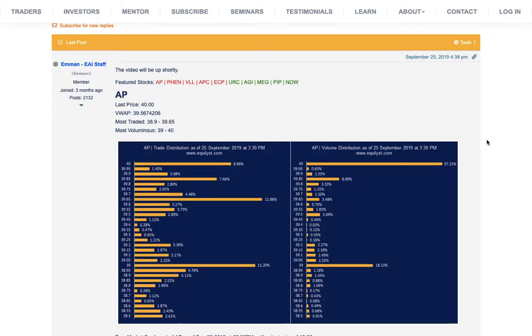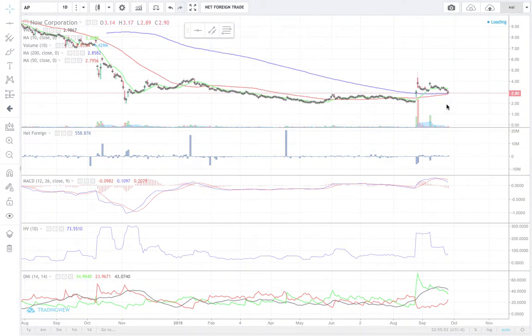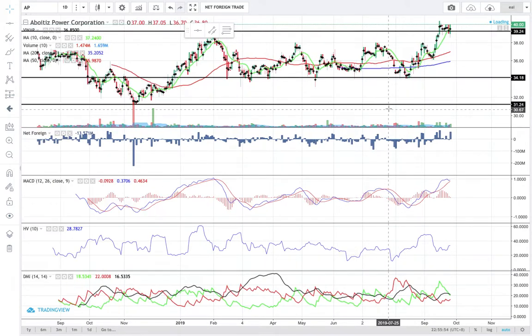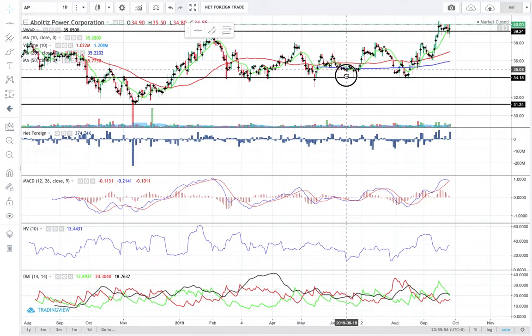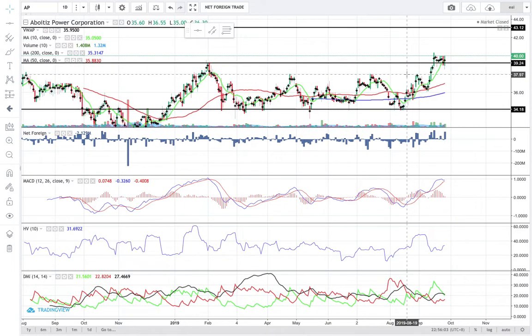So without further ado, let's begin with the first in our list. We got Aboitiz Power. AP closed today at, let me just zoom this in so you can see the historical resistance. So it closed today at 40 pesos per share. Support is at 39.2. Resistance is at 43.12 or 43.10. It's a lot closer to the immediate support than the immediate resistance.